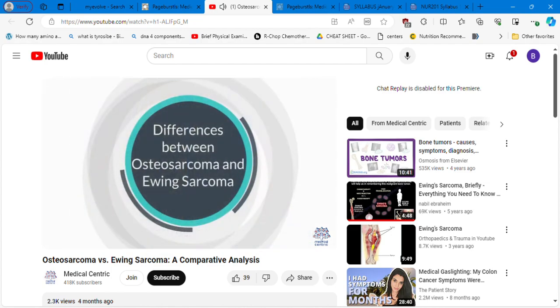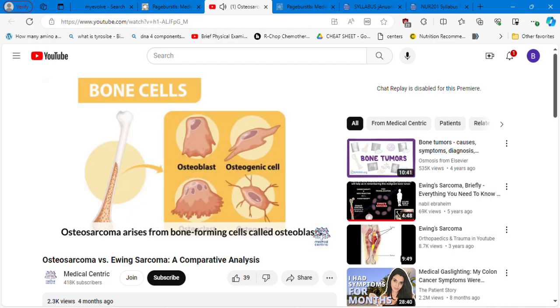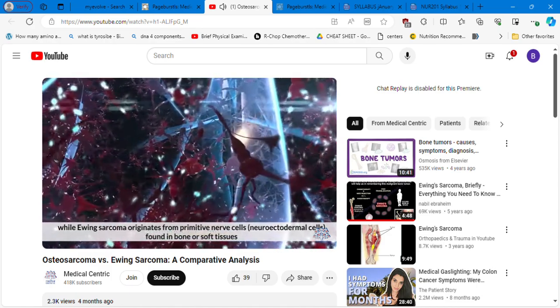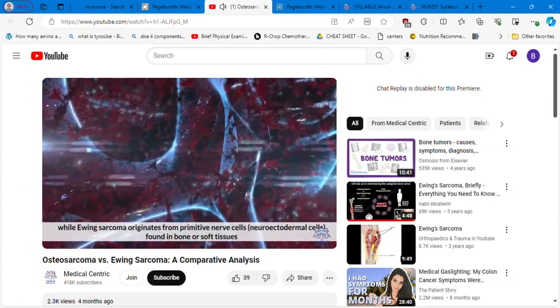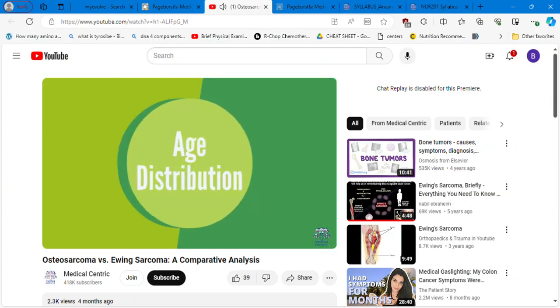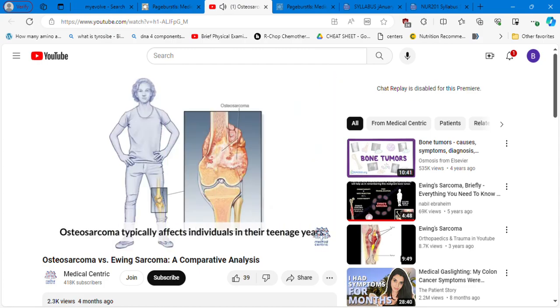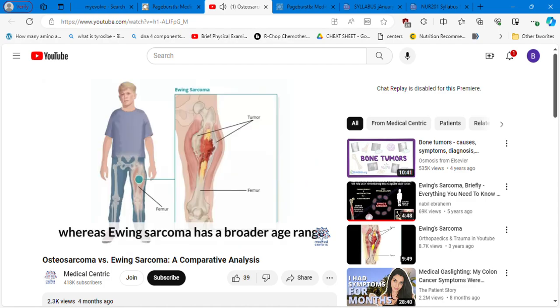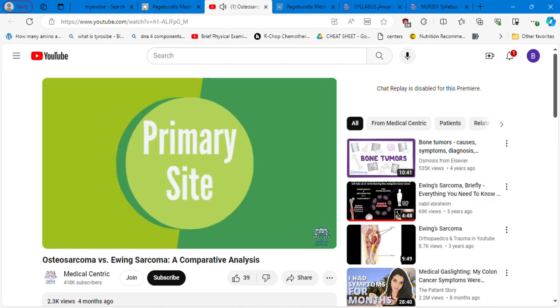Differences between osteosarcoma and Ewing sarcoma. 1. Cellular origin. Osteosarcoma arises from bone-forming cells called osteoblasts, while Ewing sarcoma originates from primitive nerve cells found in bone or soft tissues. Oh, that's a difference. 2. Age distribution. Osteosarcoma typically affects individuals in their teenage years, whereas Ewing sarcoma has a broader age range and can occur in children as young as 5 years old, oh wow, and in adults.